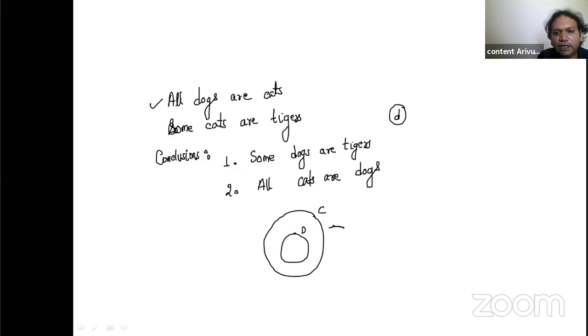Some cats are tigers. So the cat circle and the tiger circle have some overlap. Now, some dogs are tigers. Now, the dog circle and the tiger circle don't overlap, so they may or may not overlap. This statement is uncertain. And all cats are dogs.